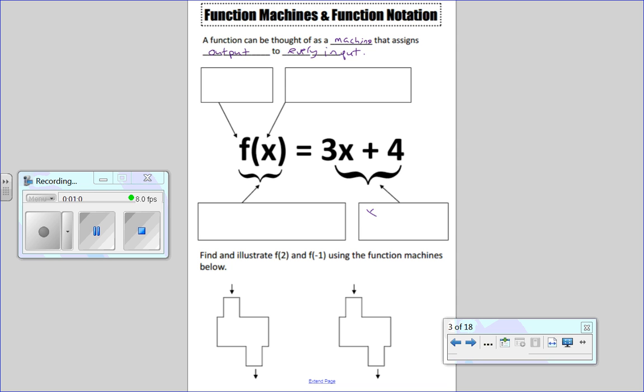So x is called the input, and f of x is the same exact thing as y, and that's the output. This f just means function, and the x just means the independent variable that you'll be plugging into the function.